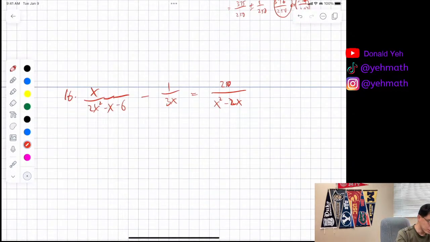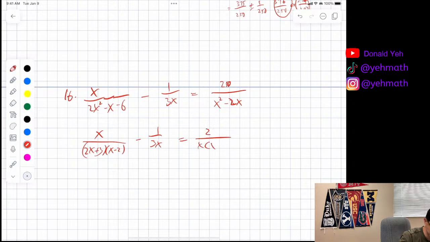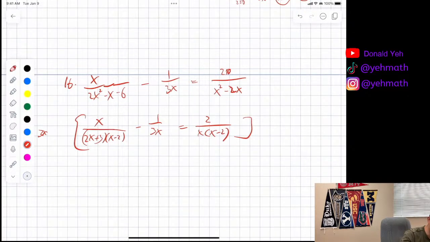Okay, so I need to factor this. Can you tell me what to factor here? The factor is 2x plus 3 over x minus 2. Is that right for everybody? Okay, and that is equal to 2 over x minus 2, right? Did you factor that? Okay. Did you multiply everything by 3x, x minus 2, and 2x plus 3?